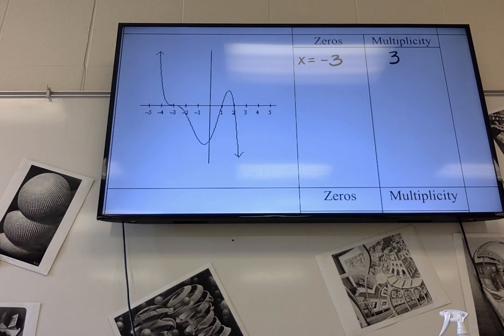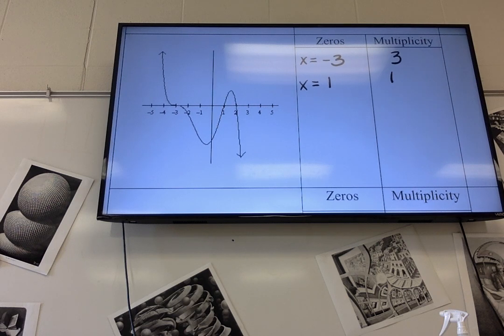All right. Hazella, what's another zero and its multiplicity? 1. And multiplicity of 1. Yes. When it just goes through it like that, it has a multiplicity of 1. And then, Tyler, next one. 2. And multiplicity 1. Yep, there you go. Questions on that?